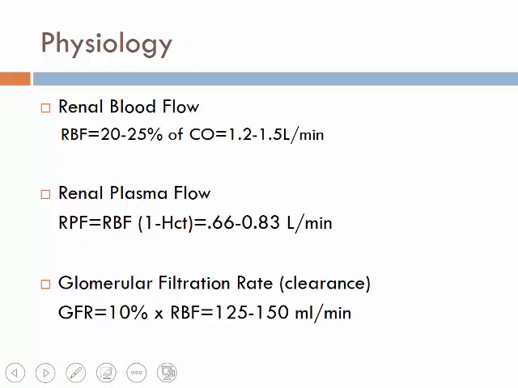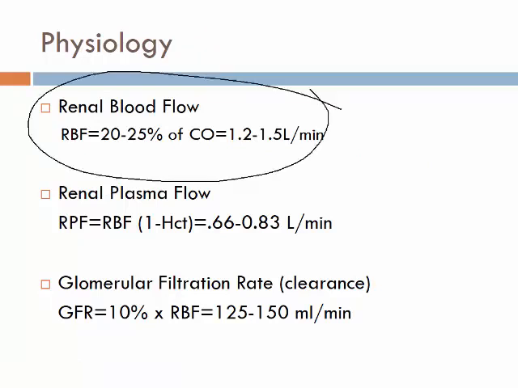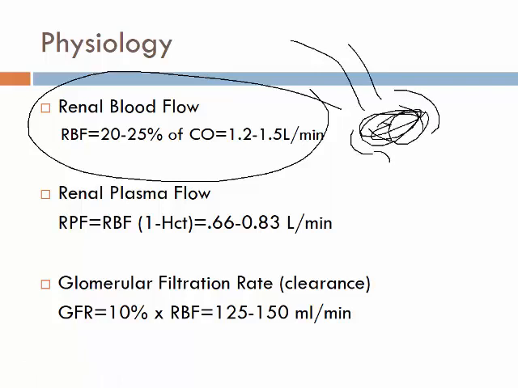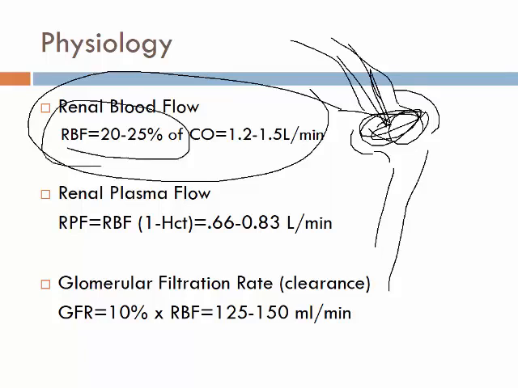Now, I don't want you to worry about this too much, but I want you to realize that there's renal blood flow that's coming in to the nephron. Here's our glomerulus, and then here's our nephron, right? So we have drug coming into the kidney. So renal plasma flow is about 20 to 25% of our cardiac output. Our cardiac output is 1.2 to 1.5 liters per minute.